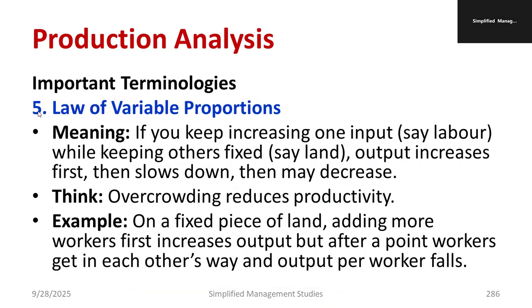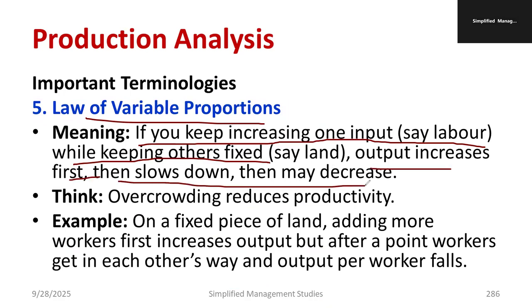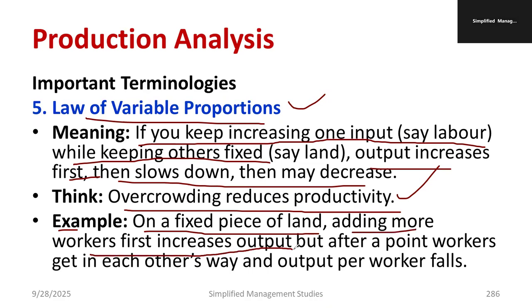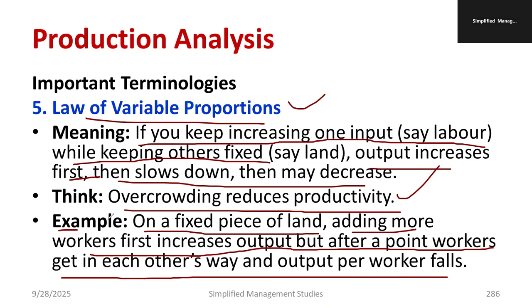Next is called the law of variable proportion. If you keep increasing one input, for example labor, while keeping other inputs constant, say land, output increases first, later slows down, then it may decrease. That is called the law of variable proportion. Overcrowding reduces productivity. Of course, that will happen. Example: with one fixed piece of land, adding more workers first increases the output, but at a later point the workers will get in each other's way and output will come down. Am I correct? Yes.